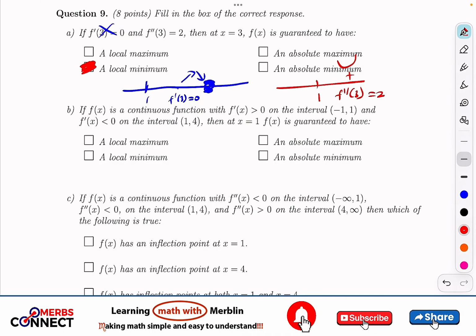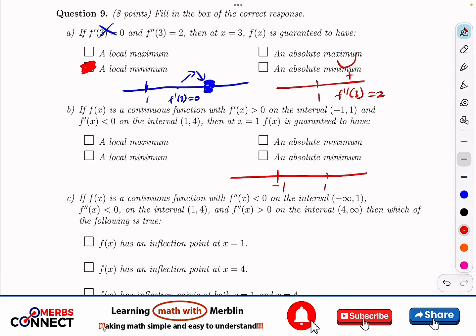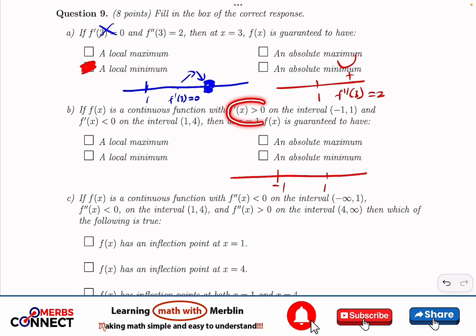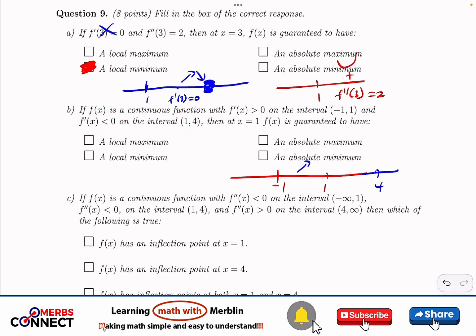F of x is continuous and f prime is greater than 0. So we definitely need to have a sign chart here. So we have the interval from -1 to 1. In between this interval, f prime is greater than 0, so we're going to have an increasing function. And then in between 1 and 4, so I have 1 here already, so I can add 4 to it. In between 1 and 4, I have f prime less than 0, so this one is going to decrease.